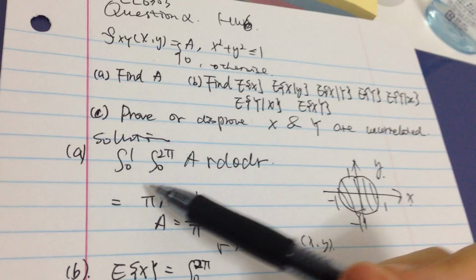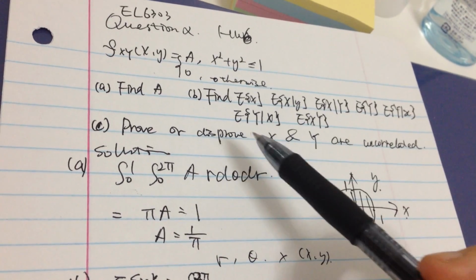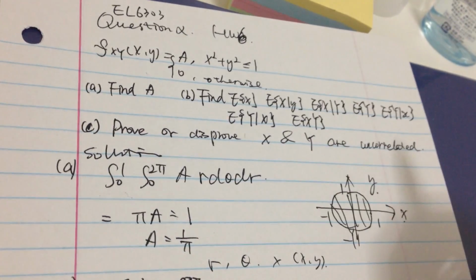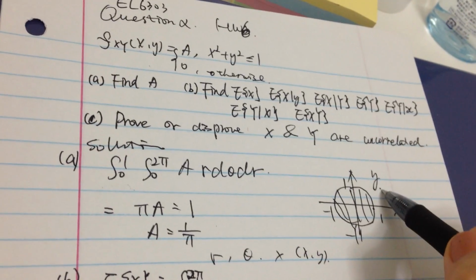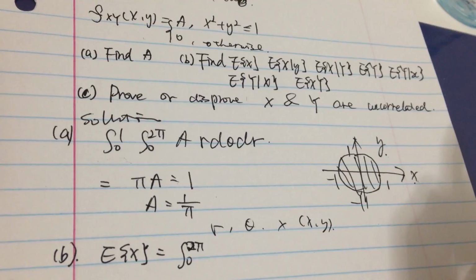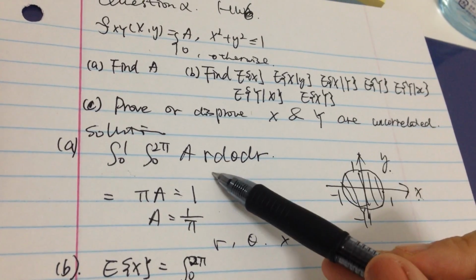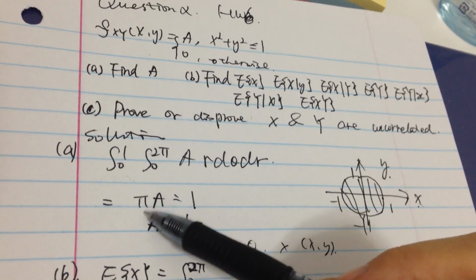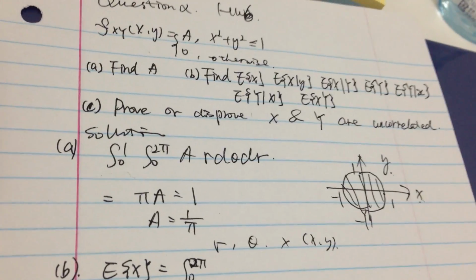First, in the first question, because it's a density function, we could easily write it in this way. But we know that if it's in x and y, it's not that easy for us to calculate, so I'm going to change it into theta and r. So we could easily get that pi times a equals 1. So a equals 1 by pi.